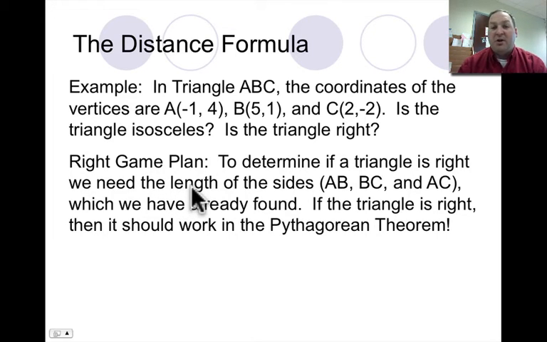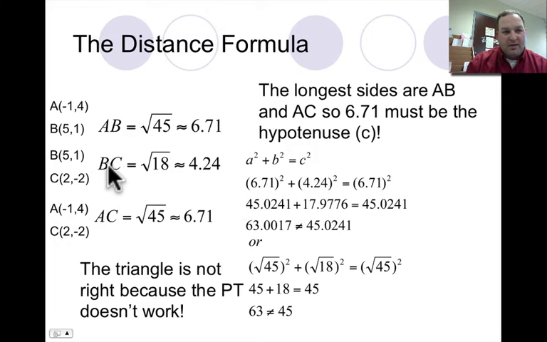But what I'm going to do is use the Pythagorean theorem to test to see if it's a right triangle. If I plug into the Pythagorean theorem and it makes a true statement, then it is a right triangle. Okay, so let's look at it. Now I don't have to do any more work. I've already found the distances. I found AB, BC, and AC. So 6.71, 4.24, 6.71.